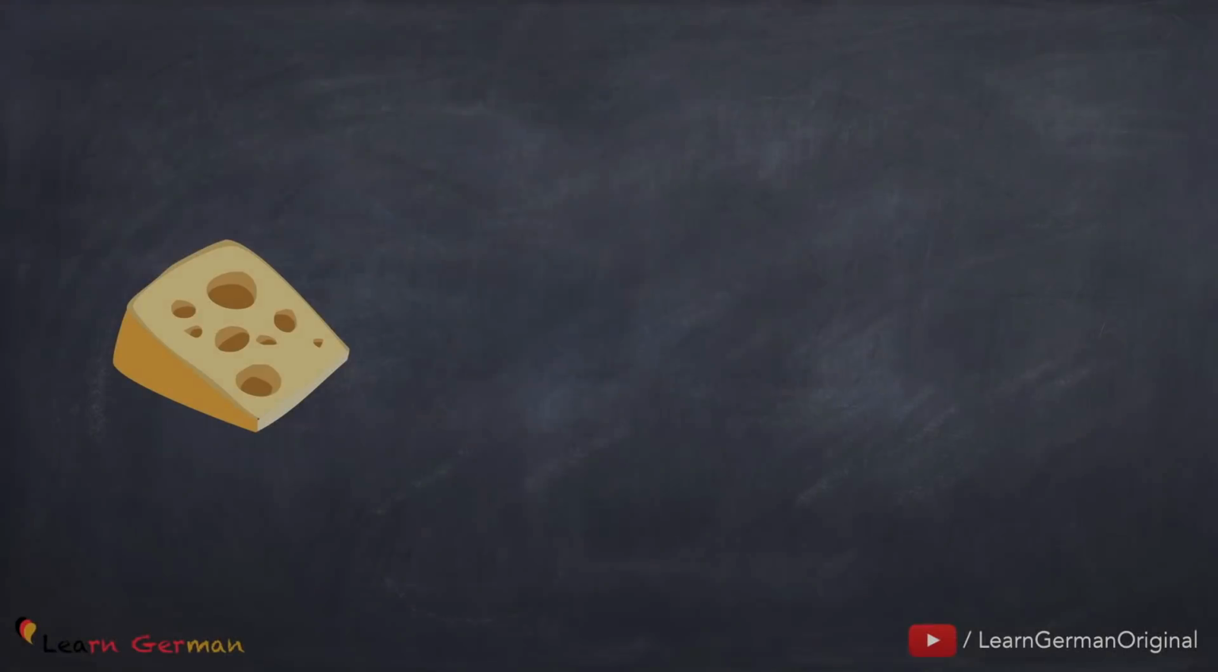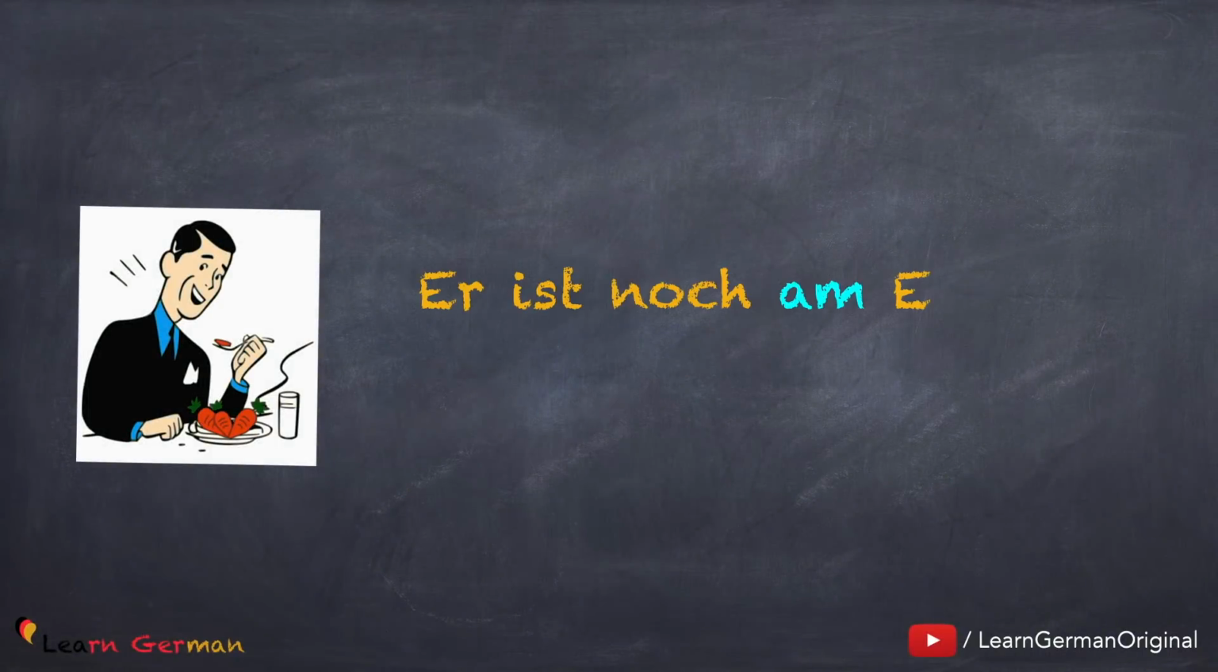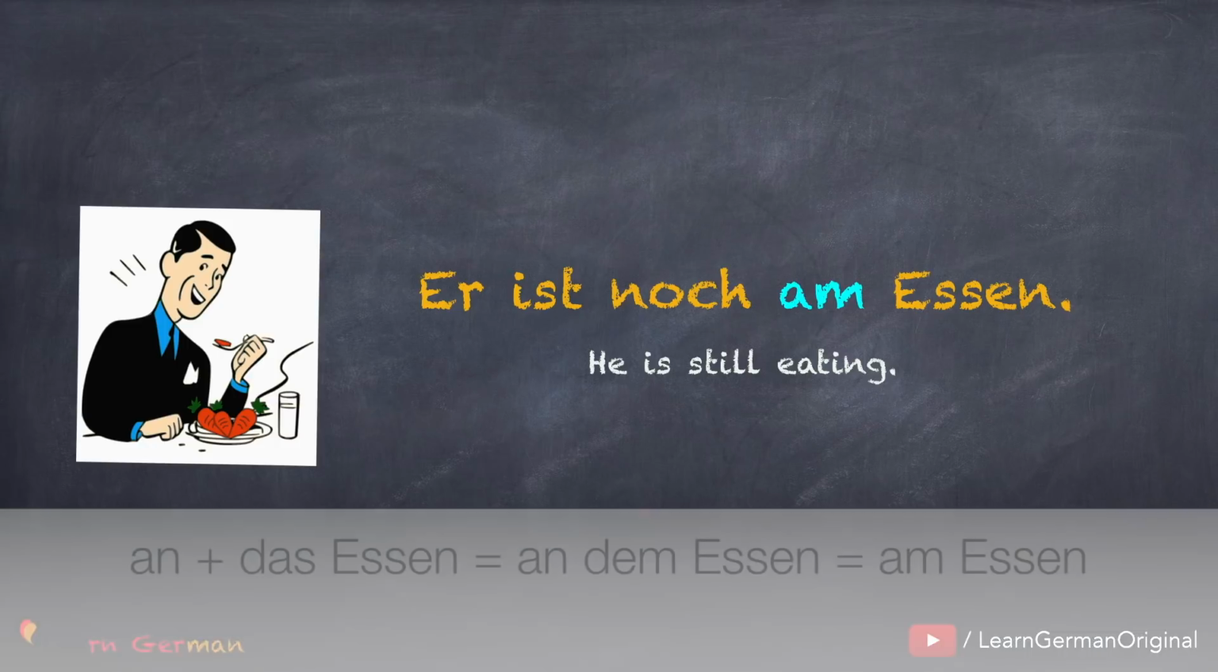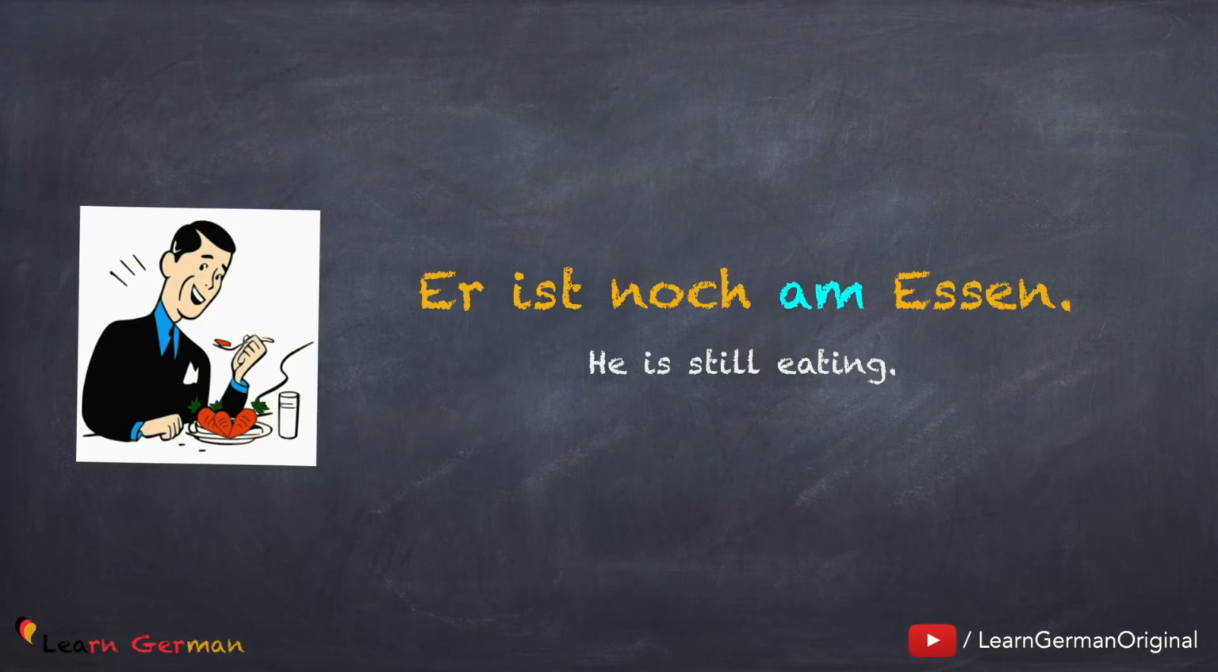Here's another expression where you would always use the preposition am. Ich nehme 200 Gramm Käse am Stück. Sometimes, some activities can be expressed as a noun. In such a case, a verb is changed into a noun. For example, ist noch am Essen.